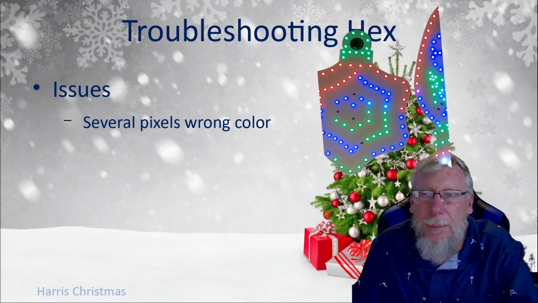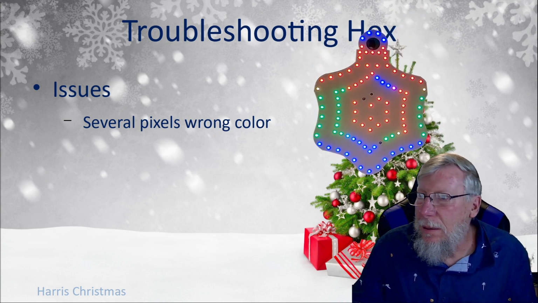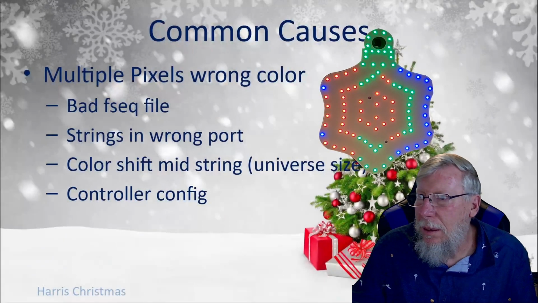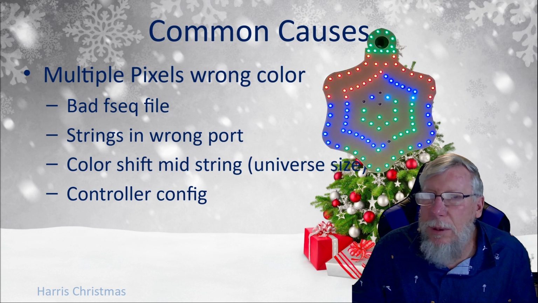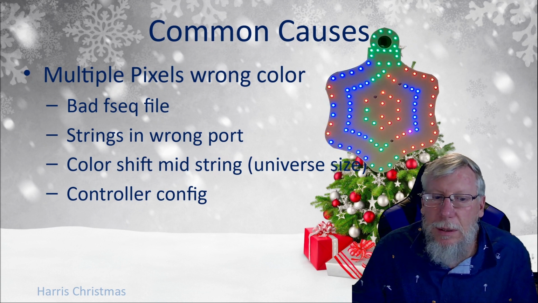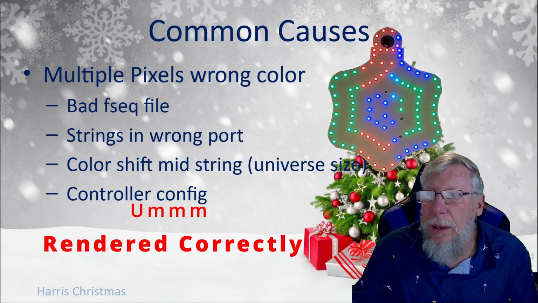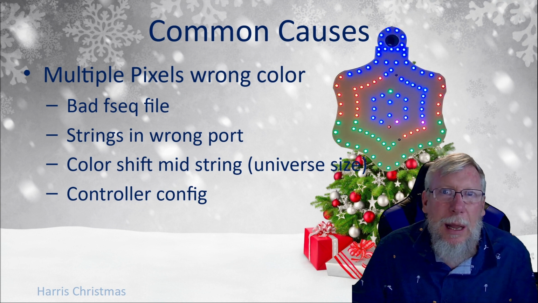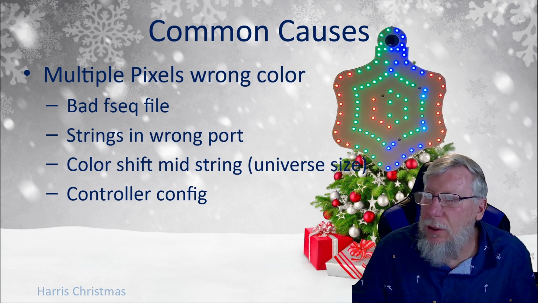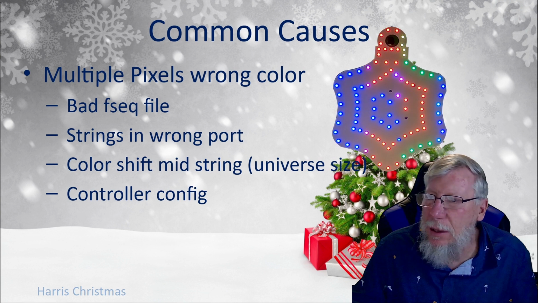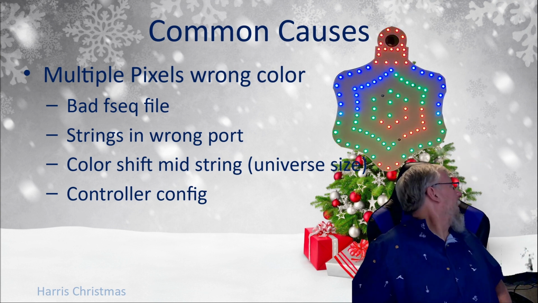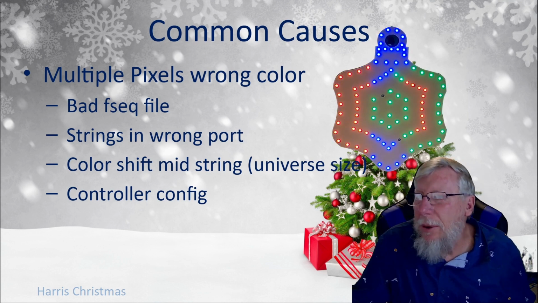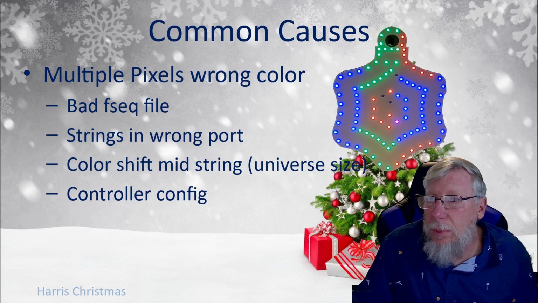So let's go back. Okay, so now the hex, we've got several pixels the wrong color. So what are the common causes of that? Bad FSEQ file. Well, we're dealing with xLights directly. We rendered the sequence so that now it's working correctly. The sequence is correct. Strings in the wrong port. I've triple checked that. I know that that's not the case. Color shift mid string, universe size. Does that look like that could be? It looks like it. It looks like it's doing the pattern, but it's not quite right. Or it could be a controller config.